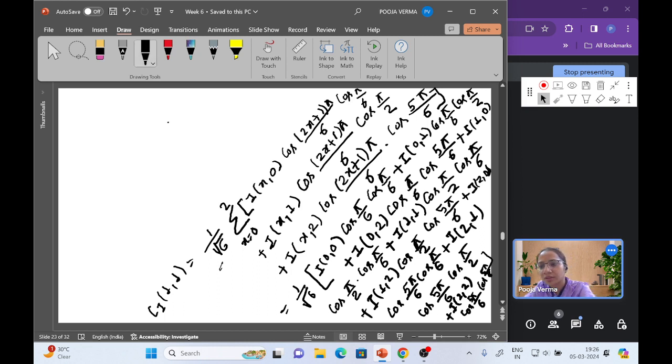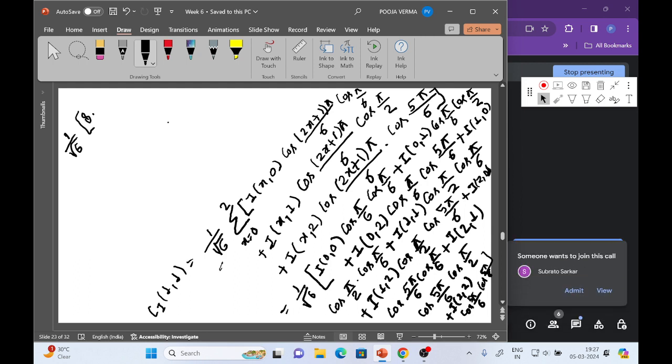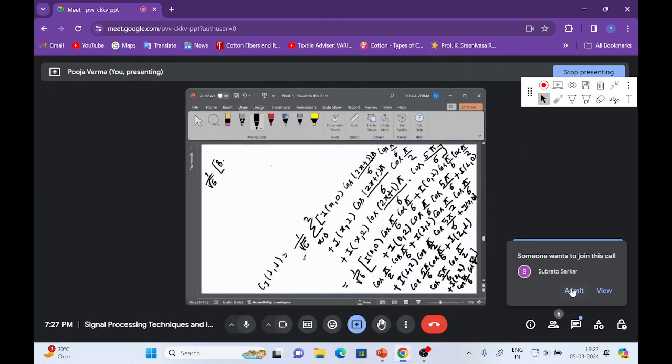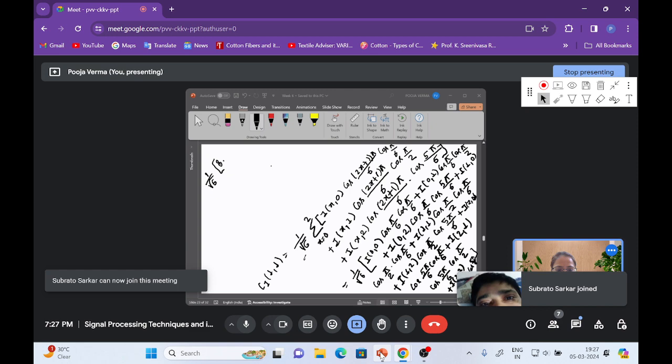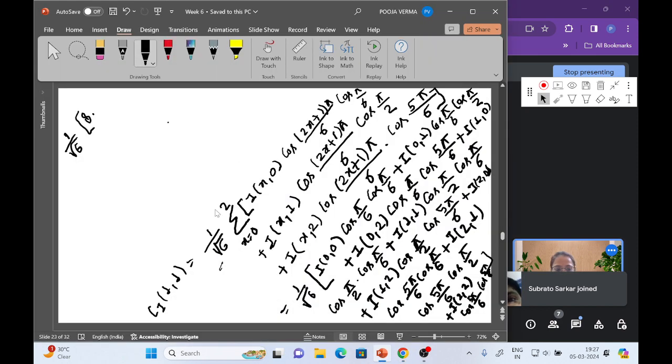So okay. Now what are the different values inside the bracket of 1 by root 6? Here, see I 0 0. What is the value of I 0 0? That is 8. So 8 multiplied by cos pi by 6 and cos pi by 6.